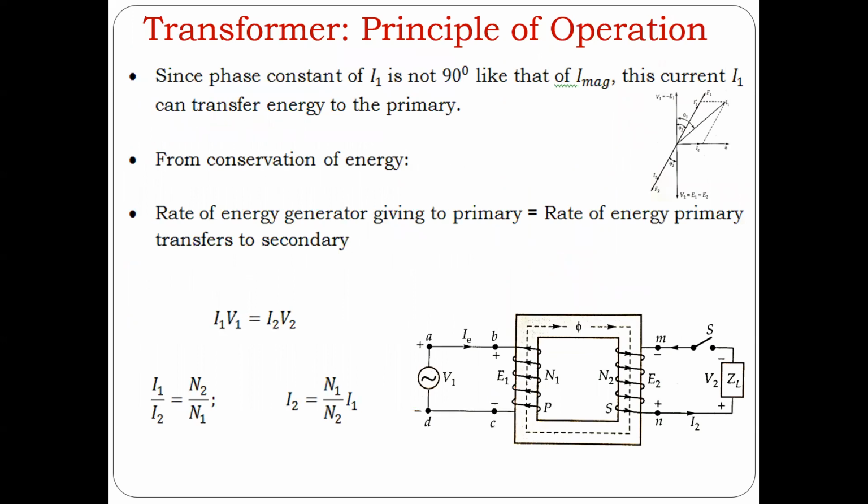Now, because the phase is not 90 degrees now, initially it was 90, IE and the voltage, so there was no power transmitted. But because now the scene has changed, and they have less than 90 degrees, there will be some transfer of energy from the primary.